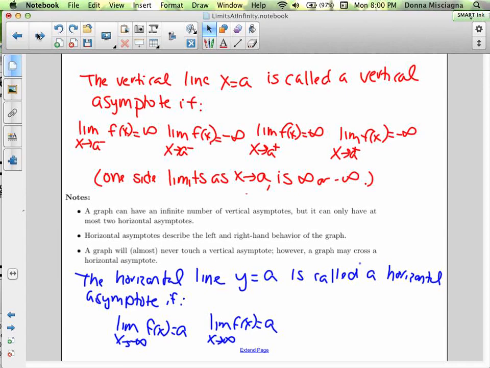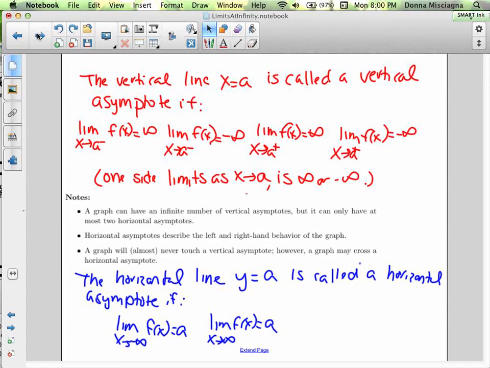Note a graph can have an infinite number of vertical asymptotes. It can have at most only two horizontal asymptotes. You can go to positive infinity, you can go to negative infinity. Horizontal asymptotes describe the left and right hand behavior of the graph. A graph will almost never touch a vertical asymptote. However, a graph may cross a horizontal asymptote. And I really, off the top of my head, can't even tell you one where we're going to touch a vertical asymptote. You just don't encounter them very often, or at all.